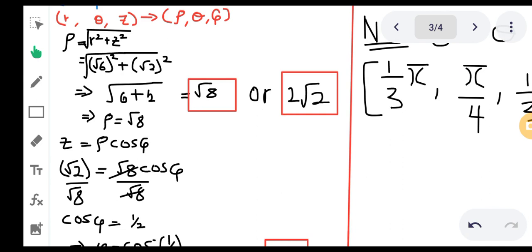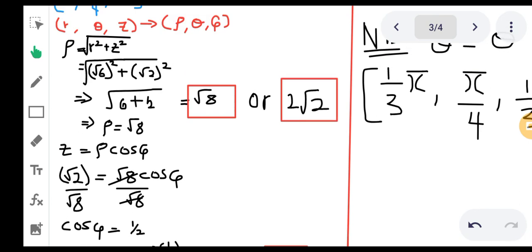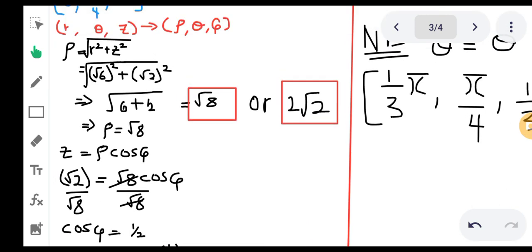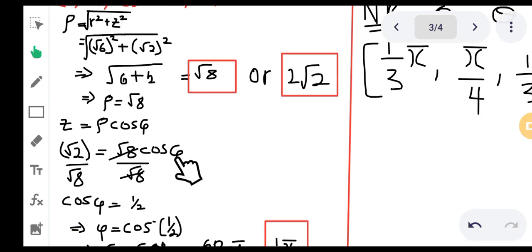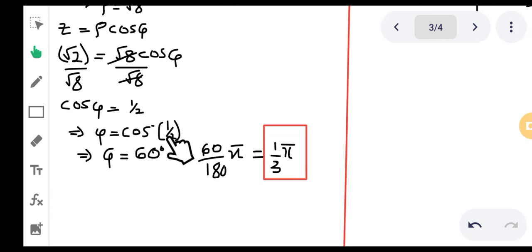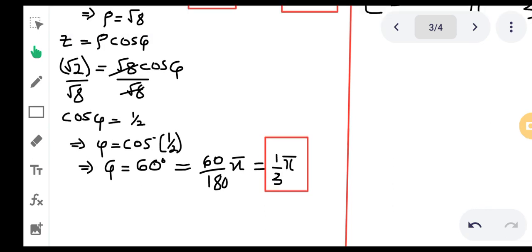Then you ask yourself, what is the relationship between z, rho, and phi? And this is the relationship. We have done this already. We have proved them already, so no worries. Just make a substitution and make phi the subject, because you know your rho to be root 8, and you know your z from the question. This is the z. So just make a substitution to find your phi. You are going to get phi as cos inverse of half, right? So cos inverse of half gives you 60 degrees.